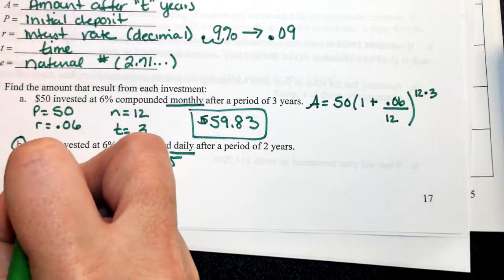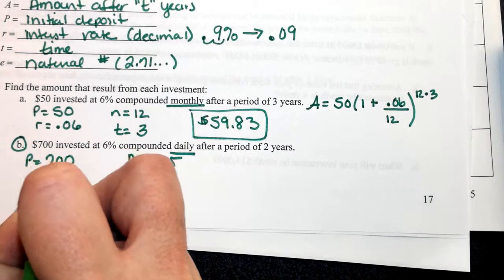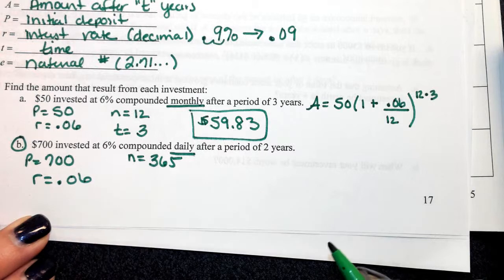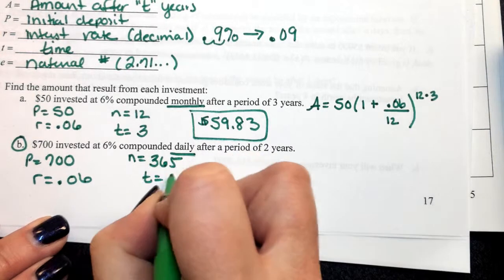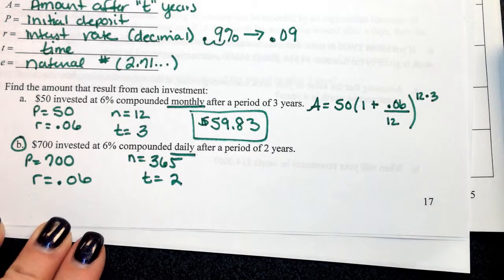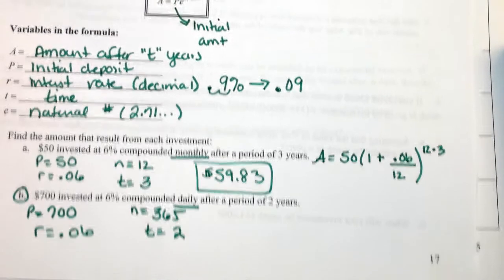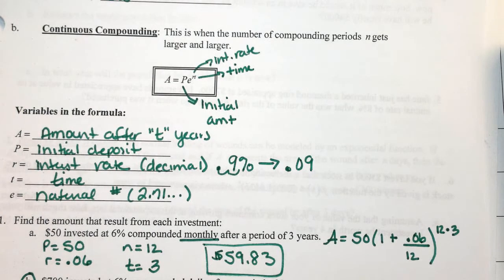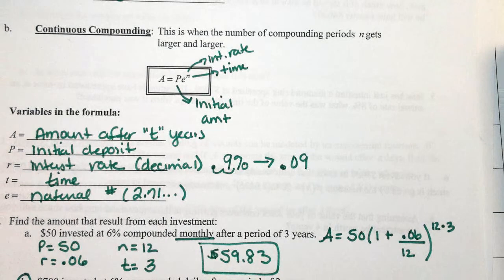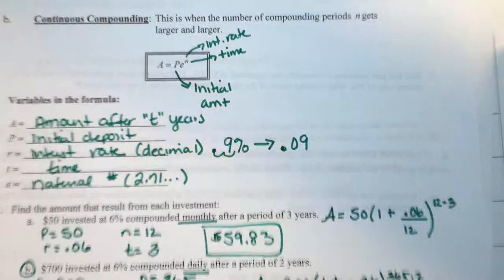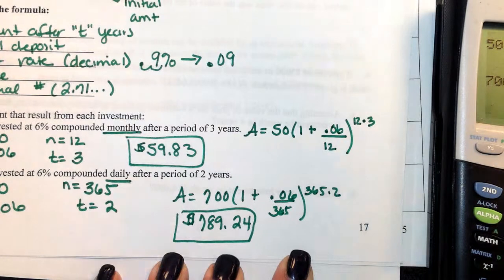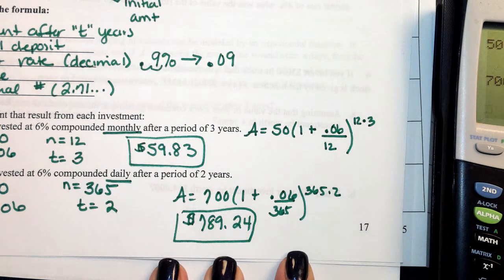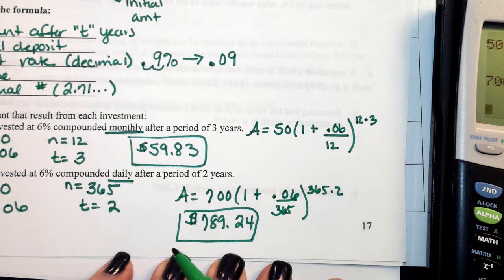P, remember, is going to be your 700. R is going to be 0.06. T is going to be equal to 2. So hopefully you guys ended up with $789.24. So any questions on using that interest formula when you're compounding at certain times throughout the year?